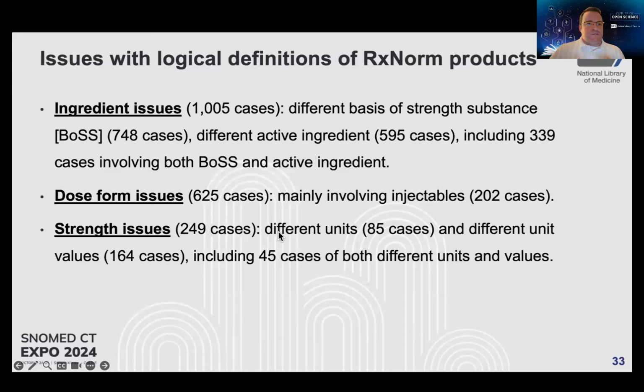So I won't dig too much into the numbers, but ingredient issues are our biggest challenge. Different basis of strength substances, different active ingredients, and some overlap. Dose form issues are mainly with our injectables, and we have strength issues here and there, but this is mainly due to editing guide and rounding issues, and we don't see these very often.